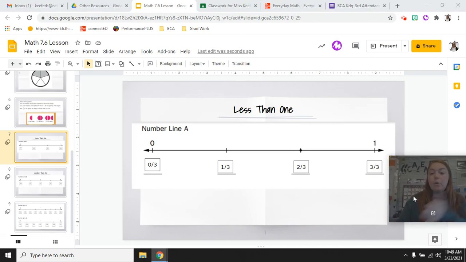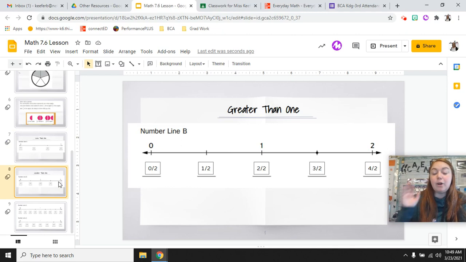But this, again, will help you realize that there are numbers greater than 1 and there are numbers less than 1. So good job, guys.